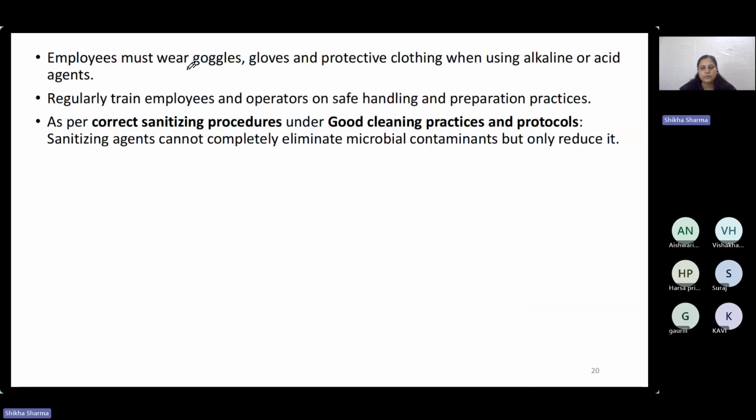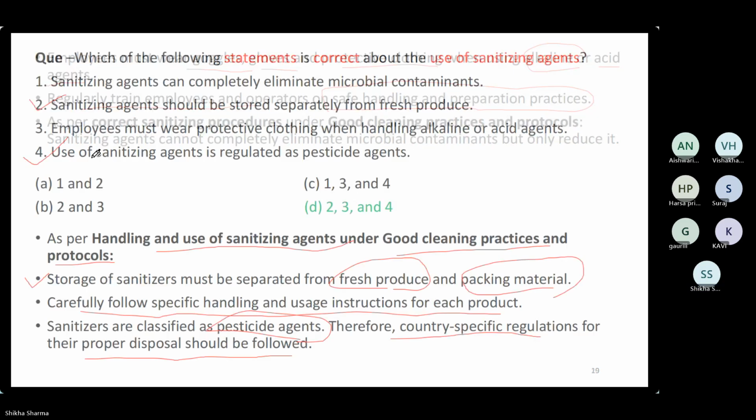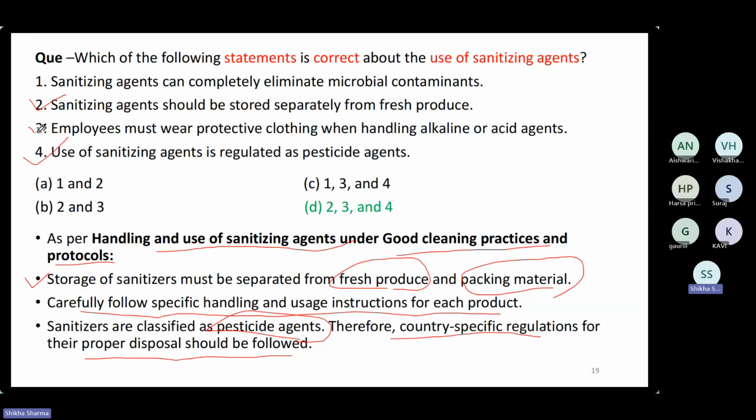Then the employees must wear PPE, which is protective gear. They should wear goggles, gloves, and protective clothing when they are using alkaline or acid agents. And the training of employees and operators should be done regularly so that they can handle and prepare these sanitizers safely. So statement 3 is also correct.